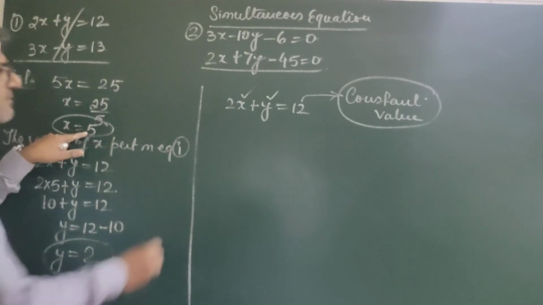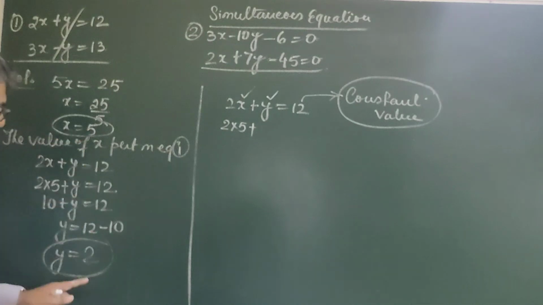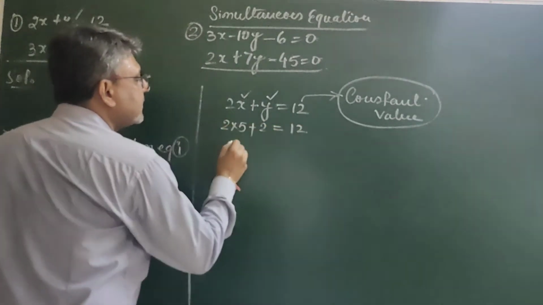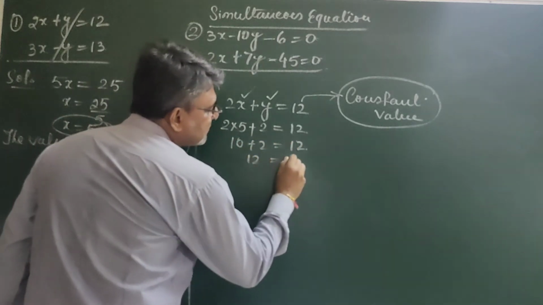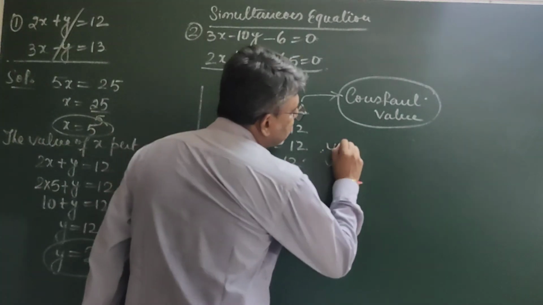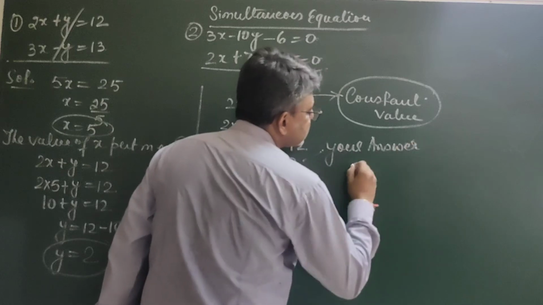Now the value of x is 5. 2 into 5 plus the value of y, which is 2, equals 12. 10 plus 2 equals 12. Therefore 12 equals 12. Now your answer is correct.